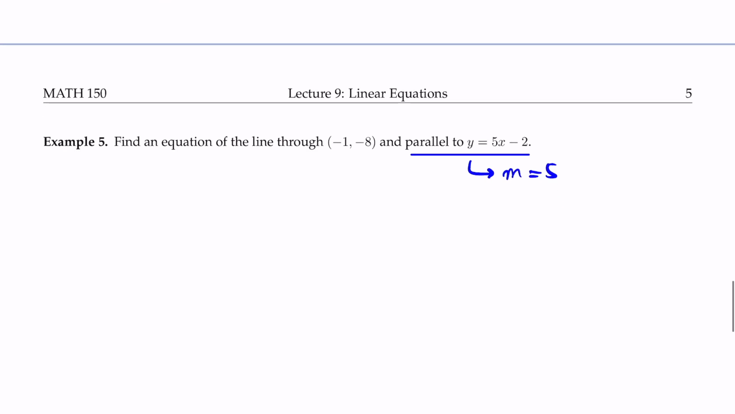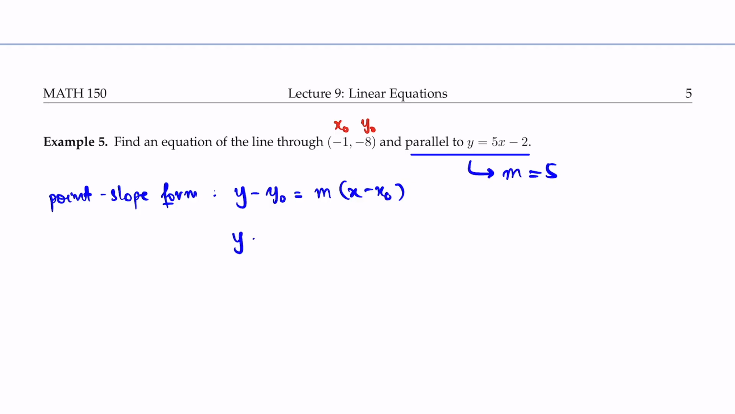So from the point-slope form, y minus y0 equals m times x minus x0. Again, this is x0, this is y0. I can change this to x1, y1, or x2, y2. It doesn't really matter, as long as I have the x value and the y value.